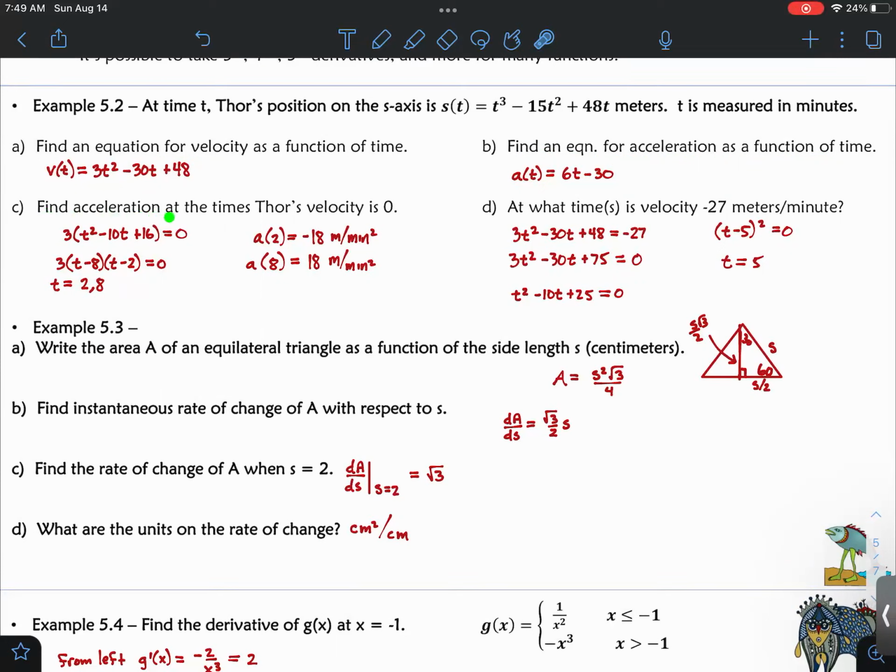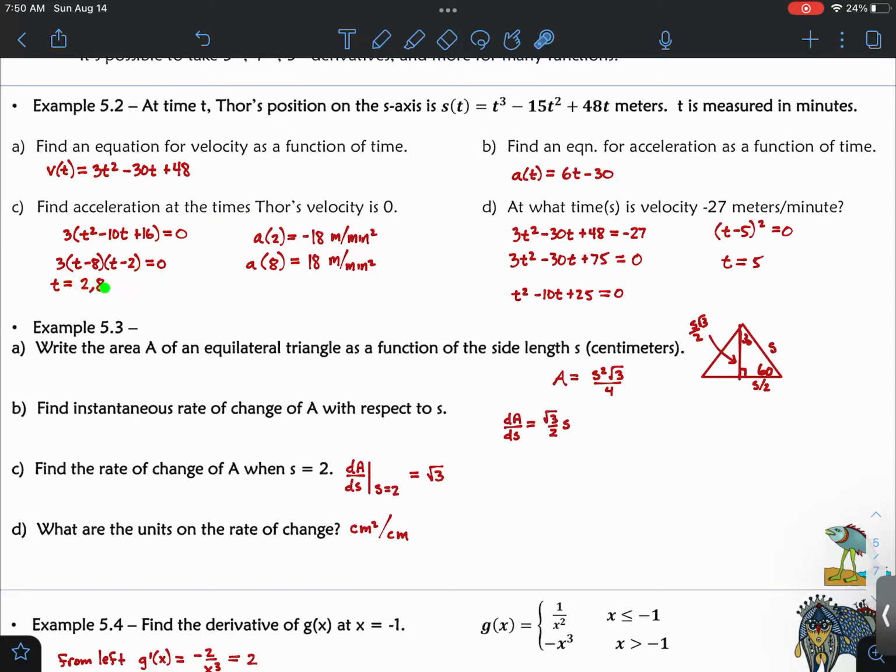Next, we want to find the acceleration at specific times when the velocity is 0. So that means I want my v equation to be equal to 0. I want this quantity right here to equal 0. So I'm setting it equal to 0. You'll notice I did a little bit of factoring first just to make it easier to solve, but it really is an algebra problem at that point.